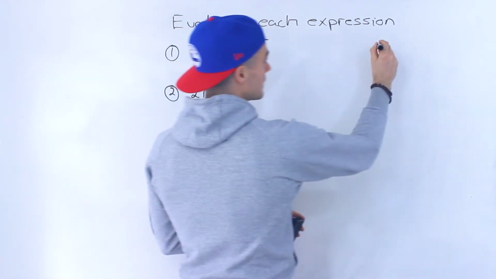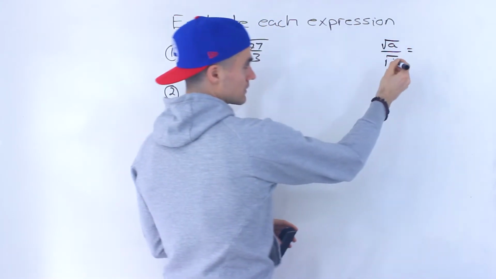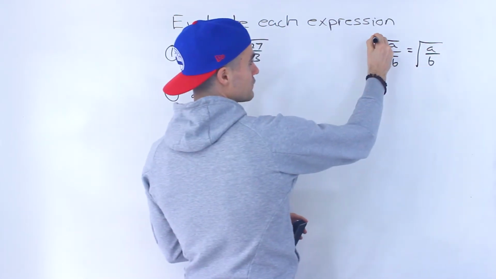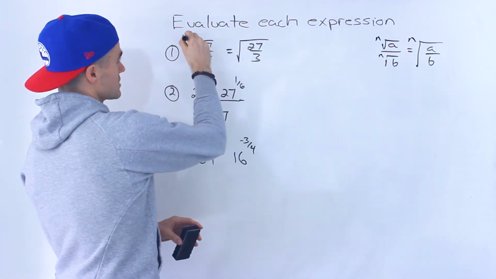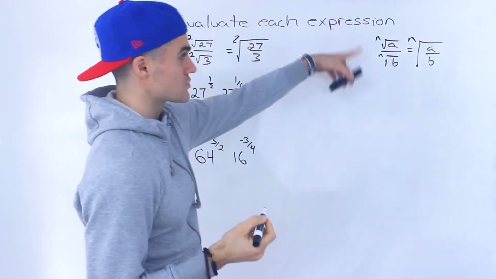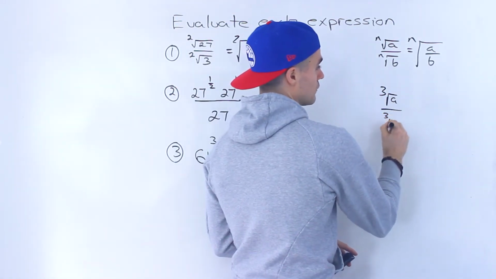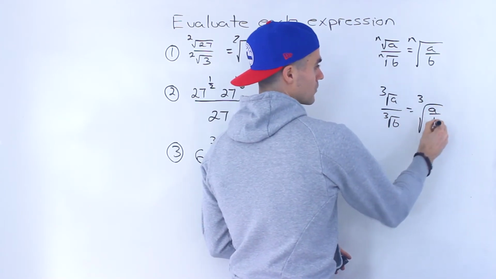The reason why is that, in general, if you got root a over root b, you can combine that into one square root. And in fact, it could be the nth root. Right over here, because we have a square root, there's like an imaginary 2 right there. But this could also be the third root, so you could have the third root of a over the third root of b, which would be the third root of a over b.